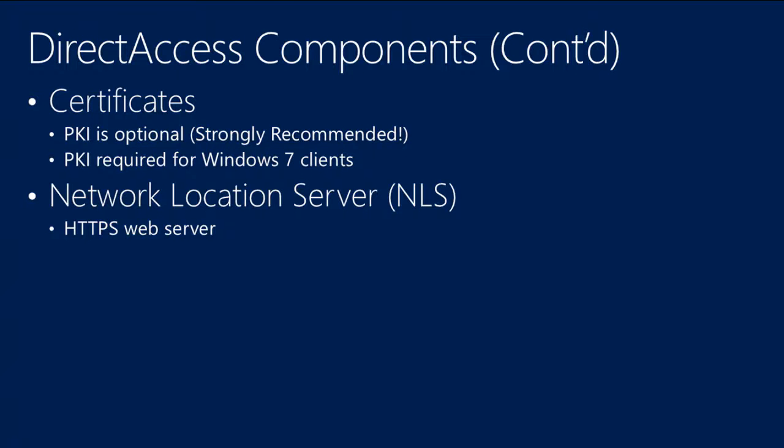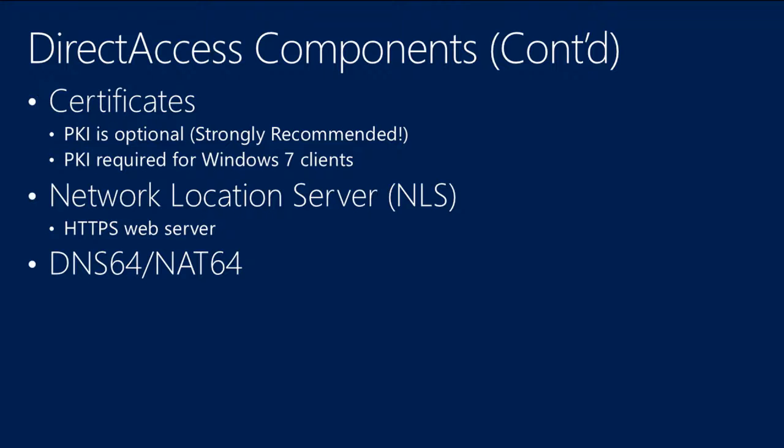So your client, when it lights up, is going to send a probe out to the network location server. It's going to resolve its name in DNS and make a connection. And if it makes a connection, it says, great, I'm on the CorpNet. If it can't make a connection, it says, then I must be outside, and we'll light up the tunnels. And we'll talk a little bit more in detail about that later.